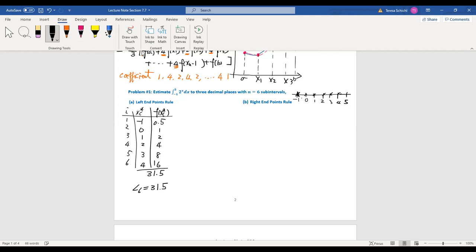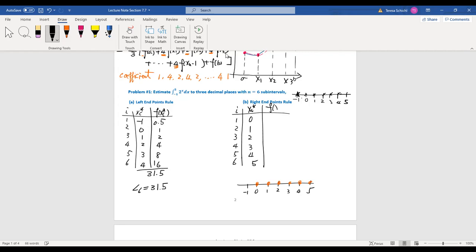Now let's take a look at the right end approach. The i is still 1, 2, 3, 4, 5, 6, so you have 6 intervals. Now I'm going to the right ends. The right ends will be 0, 1, 2, 3, 4, 5. So now you can have your x stars here: 0, 1, 2, 3, 4, 5.